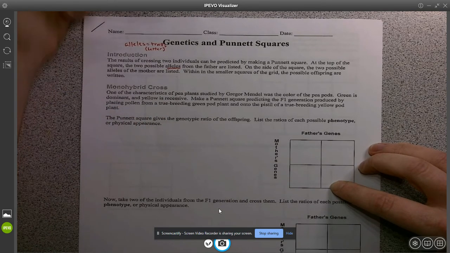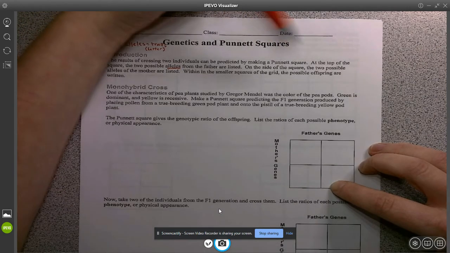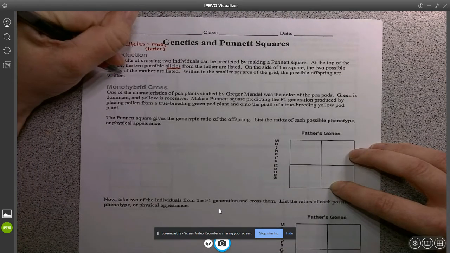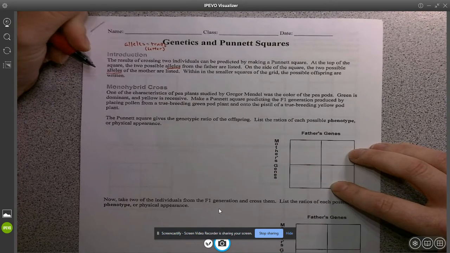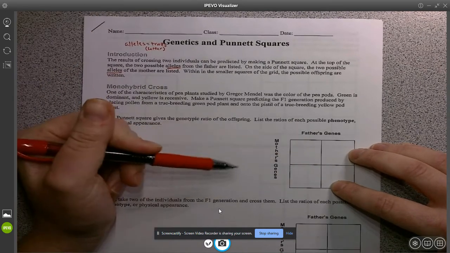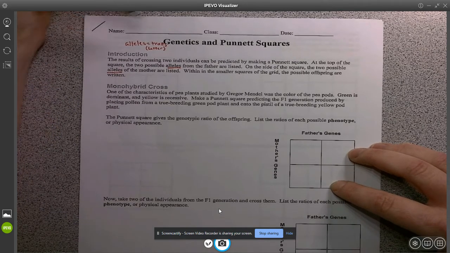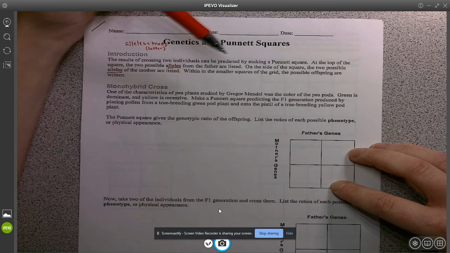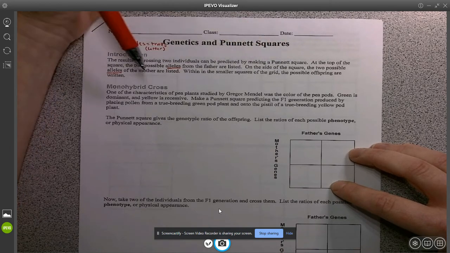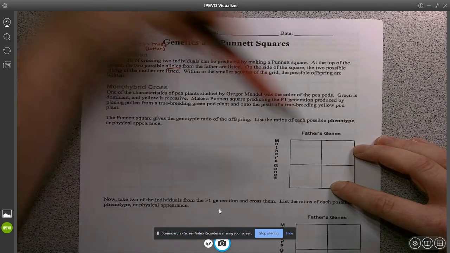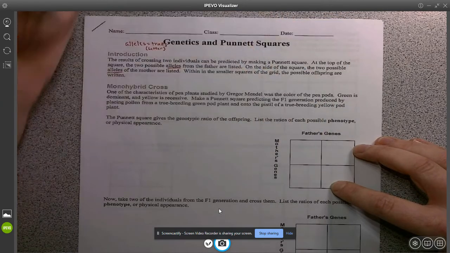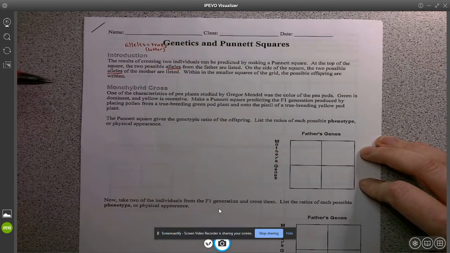On one side of the square, there are two possible alleles. There's my word for alleles again, for the mother. So we have father's genes and mother's genes. That's basically what the first three sentences are talking about. Within the smallest squares of the grid are the possible offspring, or where the possible offspring are to be written. So what the babies might look like in here.